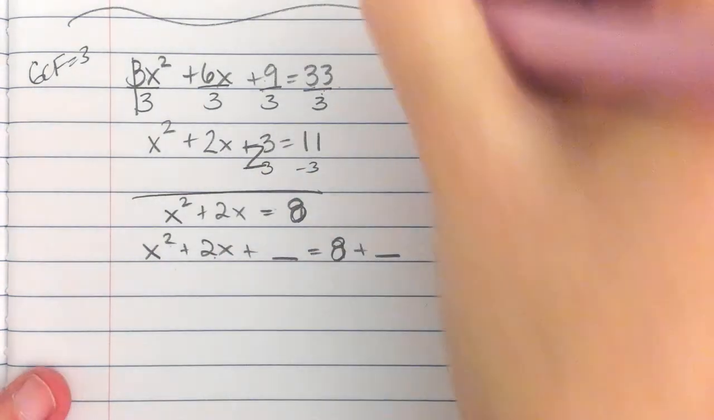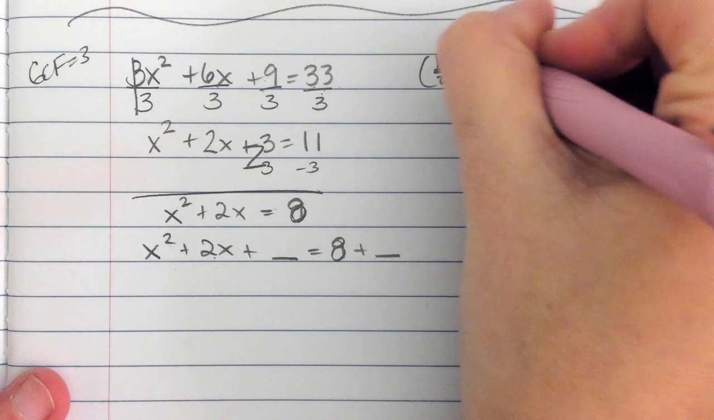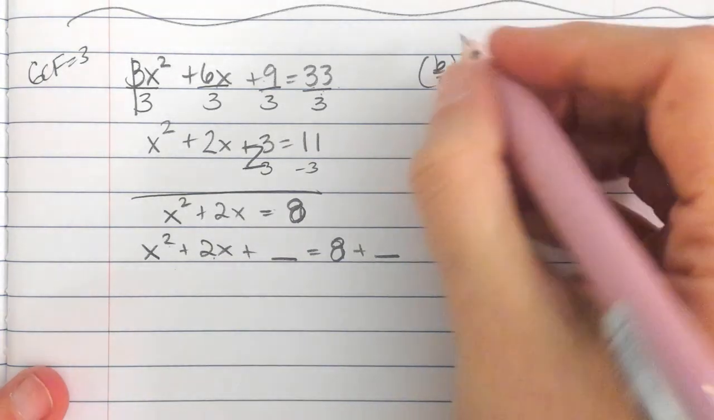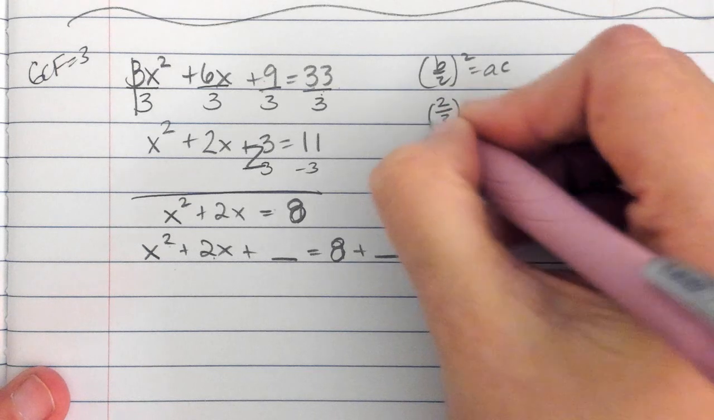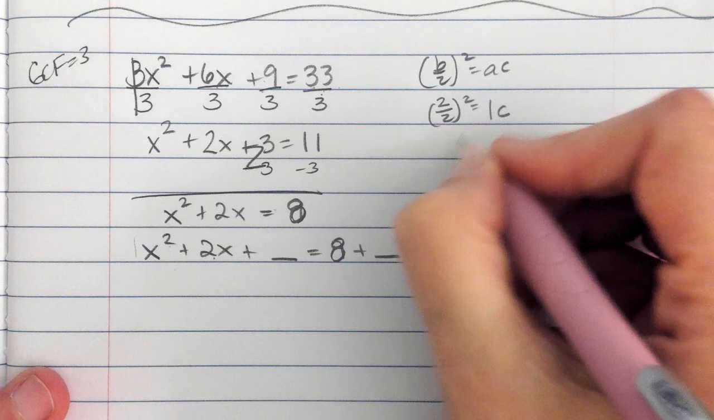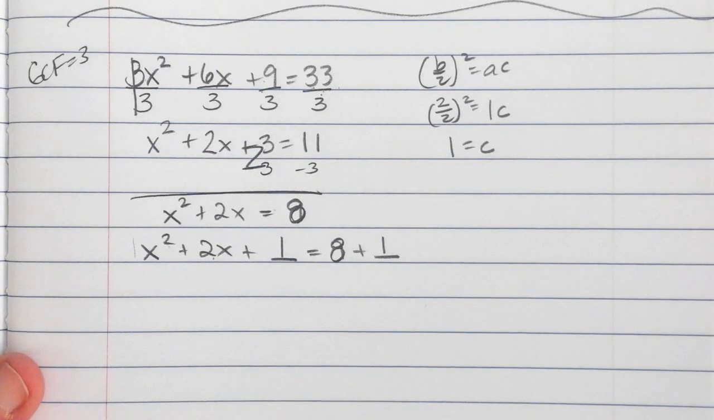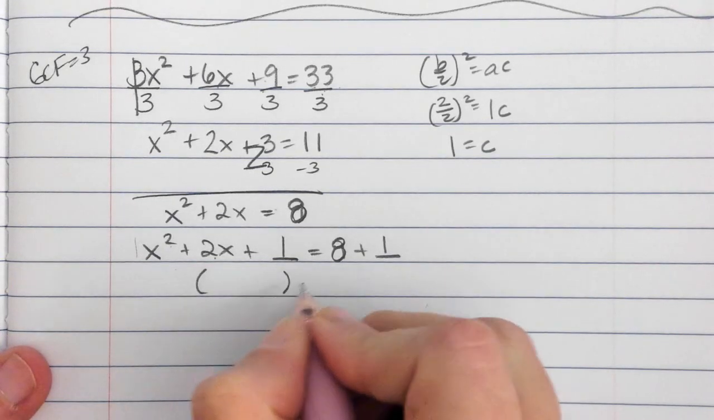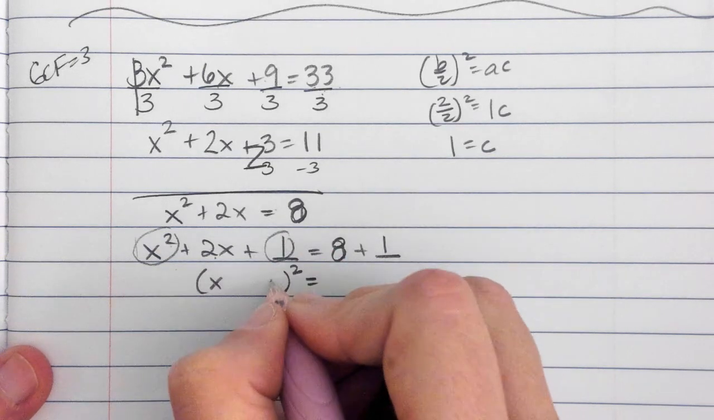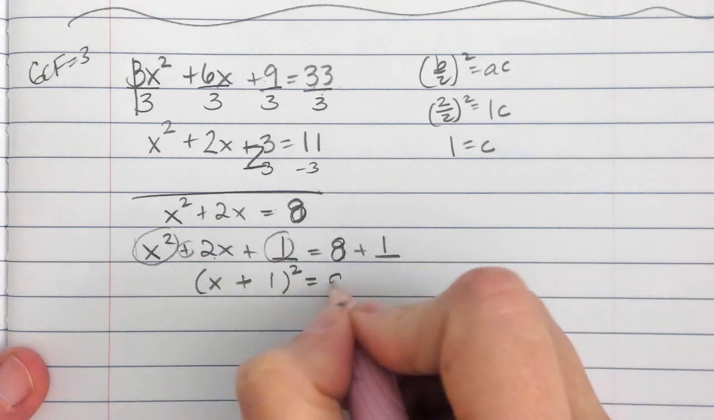Well, if I look here, and again, y'all are like, why do you keep doing this, b over 2 squared equals ac? You're going to know why when I do the next set of problems. So 2 over 2 squared should equal a, which is 1, c. Well, that's 1 squared, 1 equals c. So I'm going to add 1 to both sides of my equation, so that I could write this as a perfect square. I take the square root of the first one, the square root of the last one, sign from the middle. 8 plus 1 is 9.